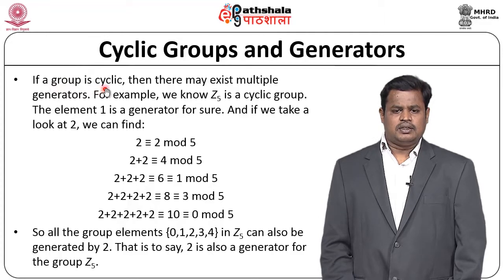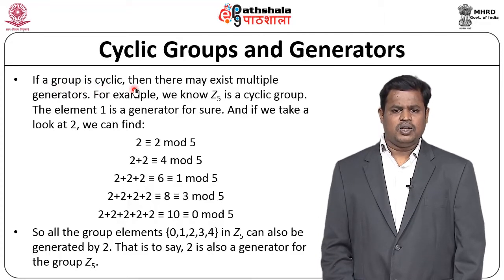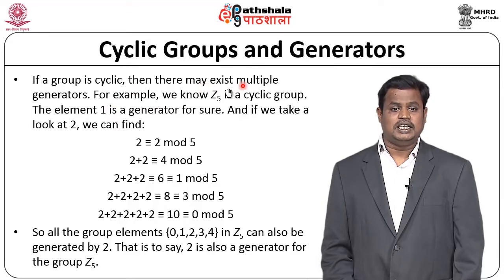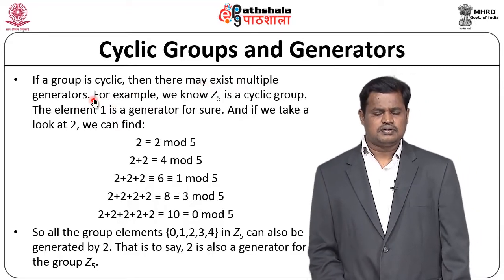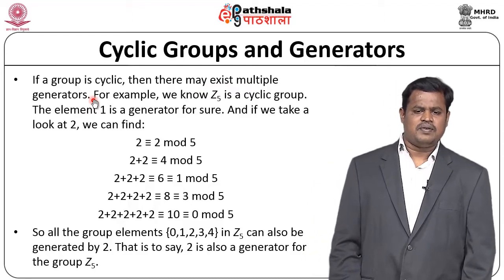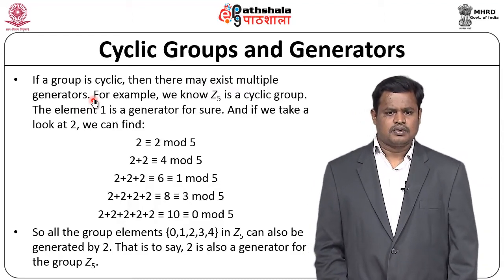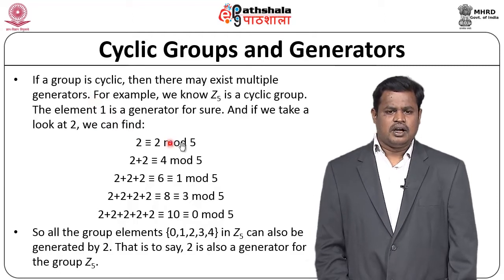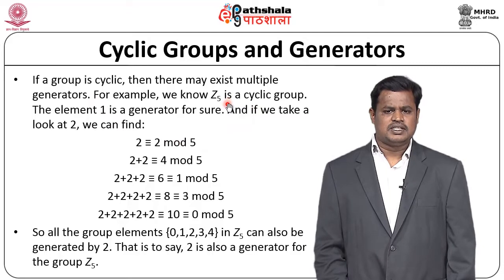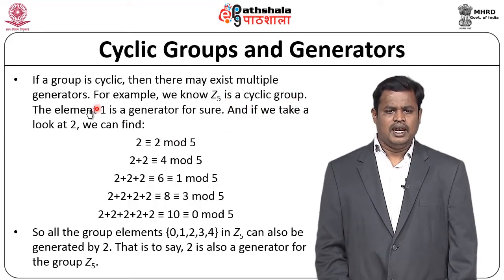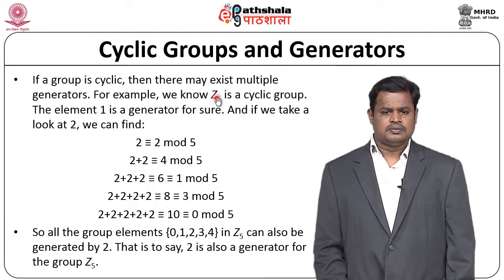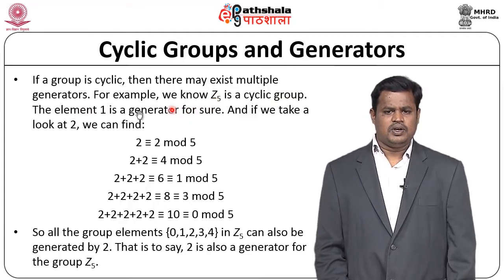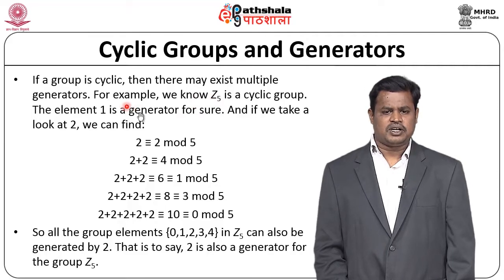If a group is cyclic, there may exist multiple generators also. There are certain groups where we can have more than one generator. Take the example Z5, which is a cyclic group. The element 1 is a generator for sure, because whatever the value of n, it will be able to generate all the elements. So 1 is one generator.